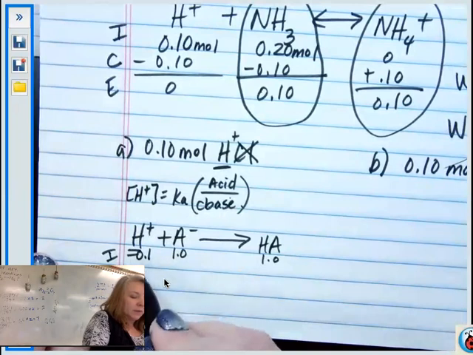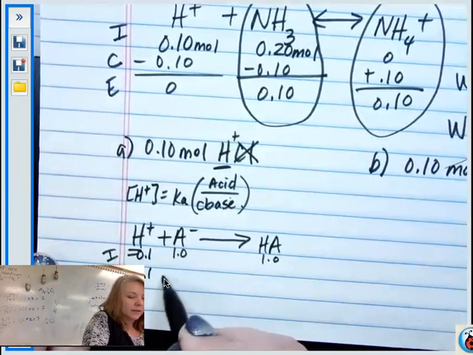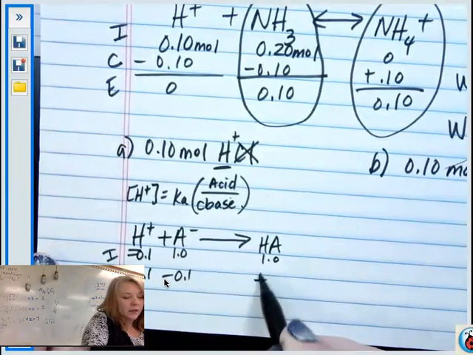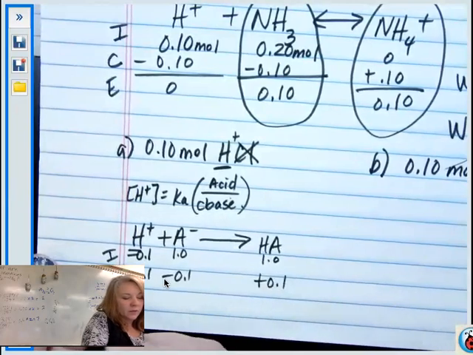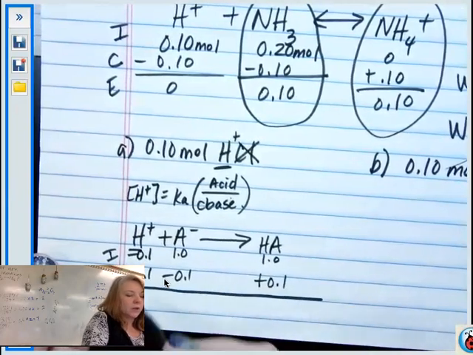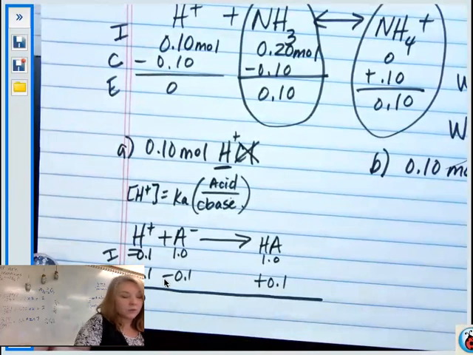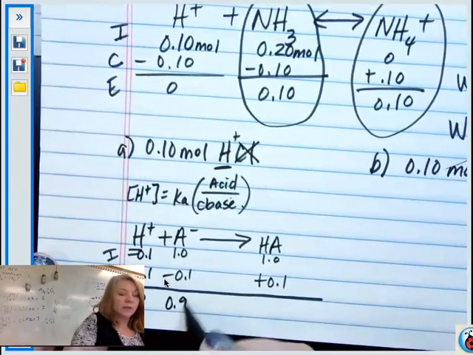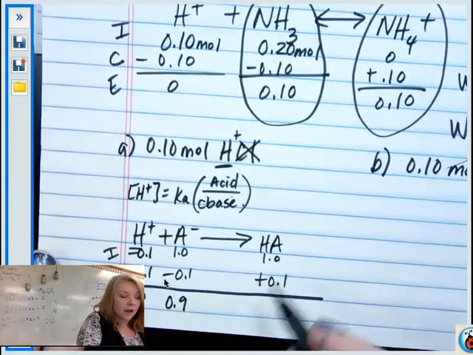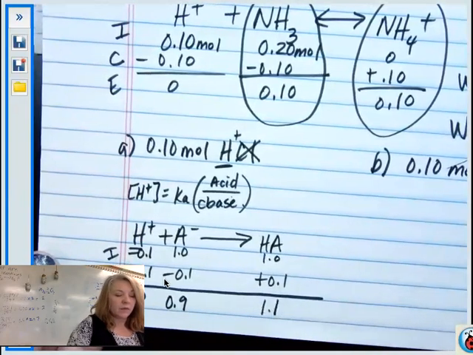We're using up minus 0.1, minus 0.1, plus 0.1. So when we finish this neutralization equation, we'd have no more of that left. That was our acid invader that's changing, that's messing with the pH. We have 0.9 moles of this, and we have 1.1 moles of our acid.